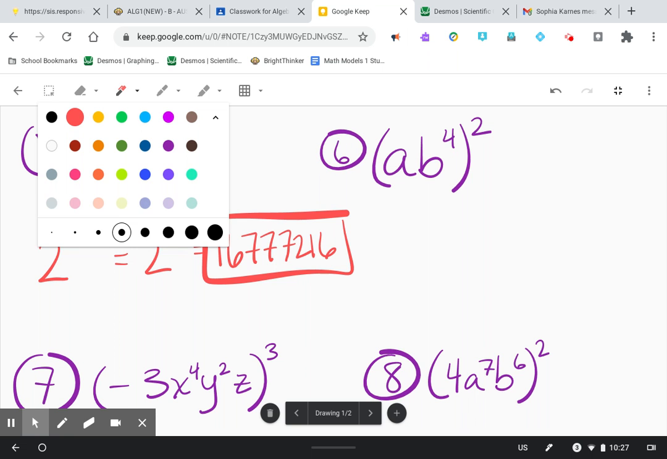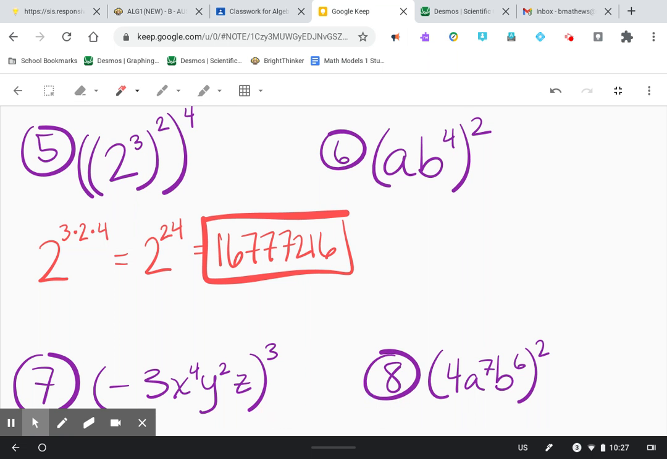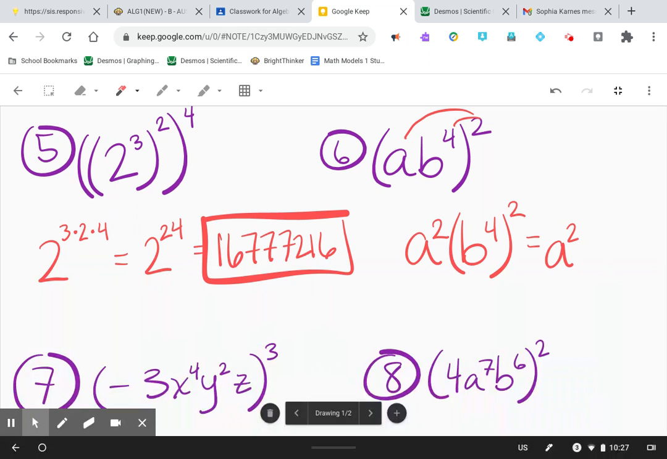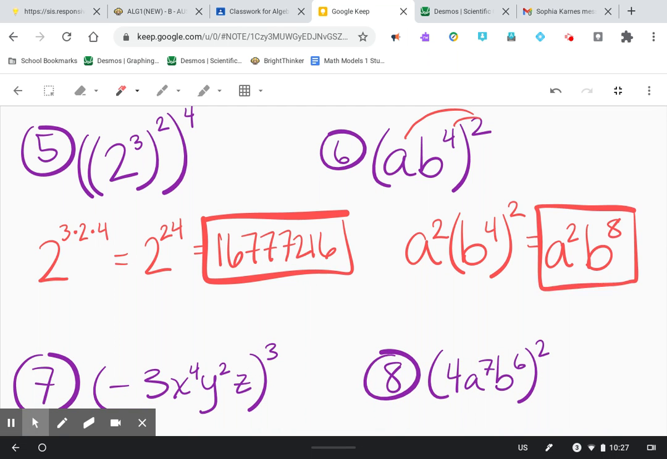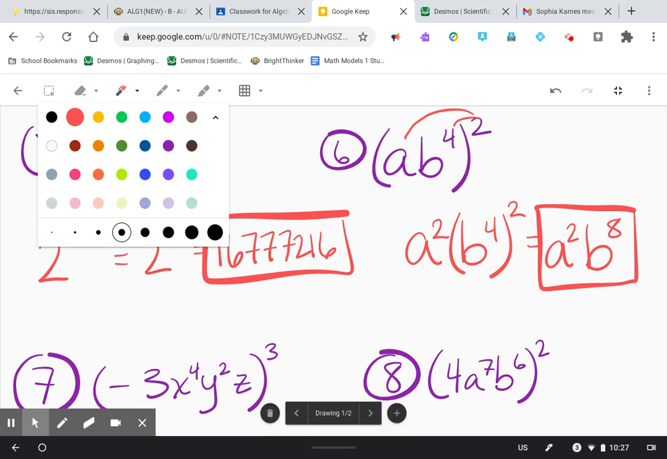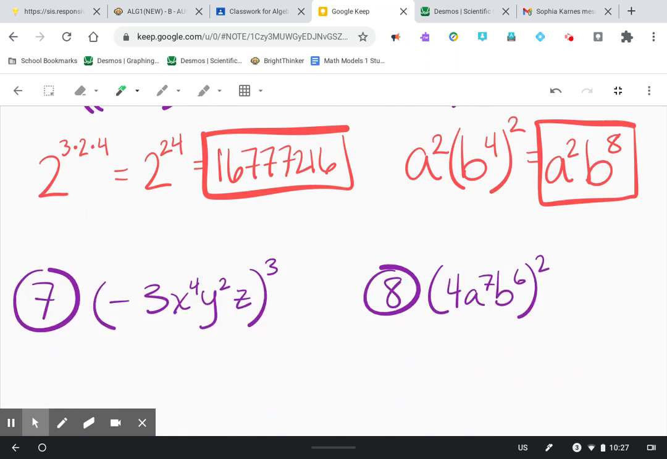Number 6 introduces the distribution of powers. So we're distributing this 2. It's going to go to both of these, and you'll see what happens with the b is something interesting. So it's going to be a squared, and then it's going to be b to the 4th squared. The a squared is going to stay the same, but the b is going to be power of powers. So it's going to be b, 4 times 2 is 8. So you see how we're starting to combine the properties together, using them in conjunction with each other. And that's kind of what happened there with the b to the 4th squared.